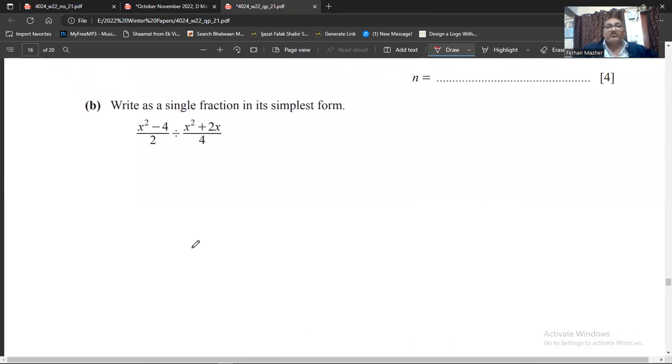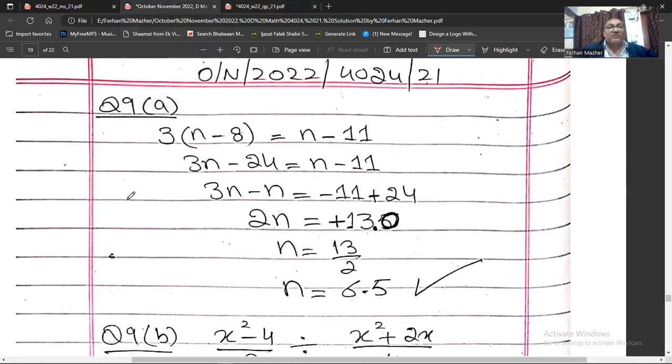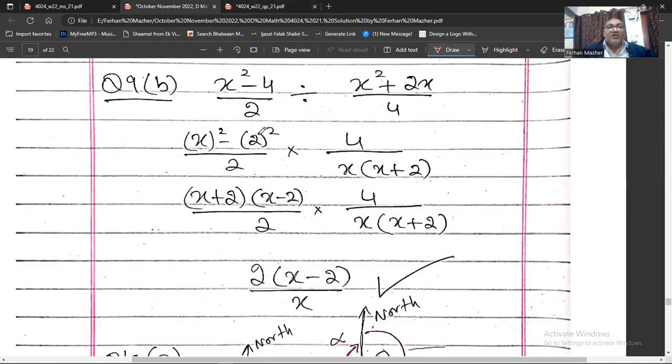It's a 3 marks question. Here we have (x squared minus 4) divided by 2, divided by (x squared plus 2x) divided by 4. If the factorization is possible, I will factorize it. These are two perfect squares with a negative between them. It's x squared minus 2 squared divided by 2, and I will convert this divide sign into multiply.